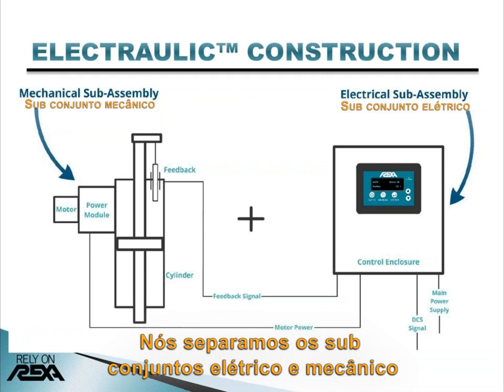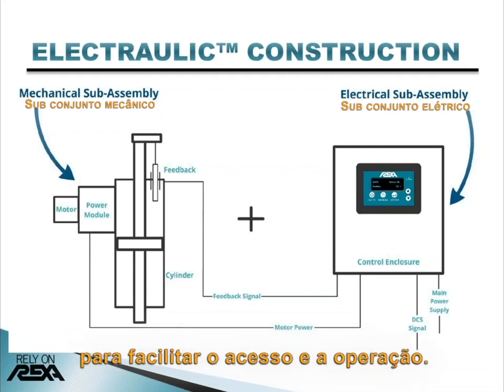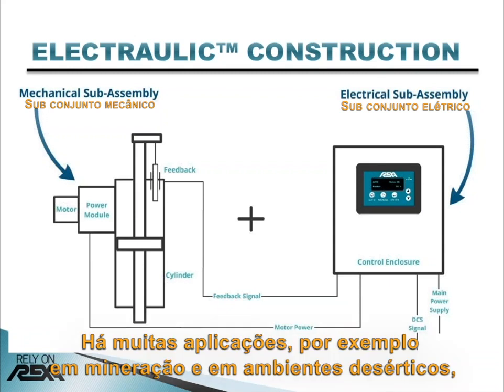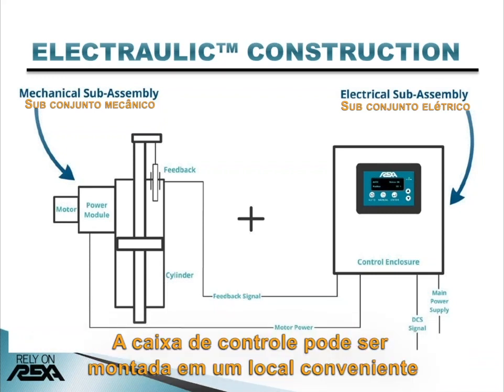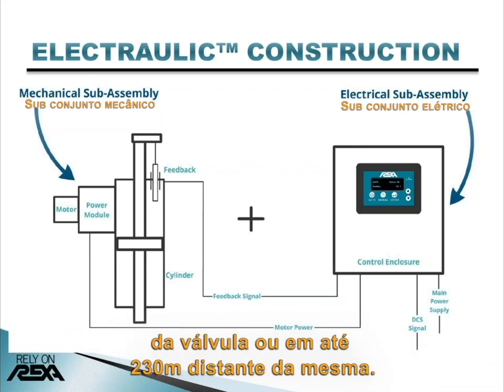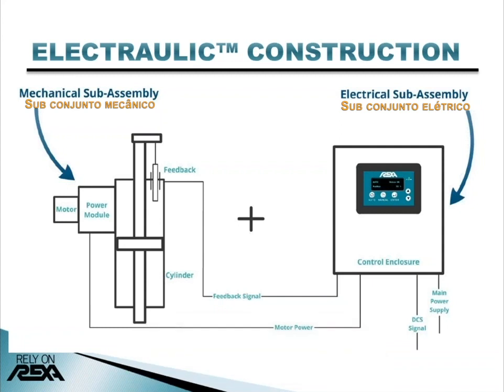We separate the electric and mechanical subassemblies for ease of access and operation. There are many severe applications, for example in mining and desert environments, where onboard electronics simply would not survive. The control box can be mounted in a convenient location to the valve or up to 700 feet away.